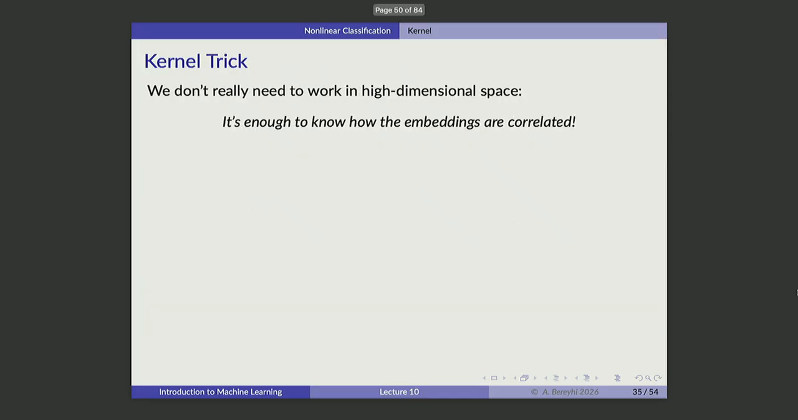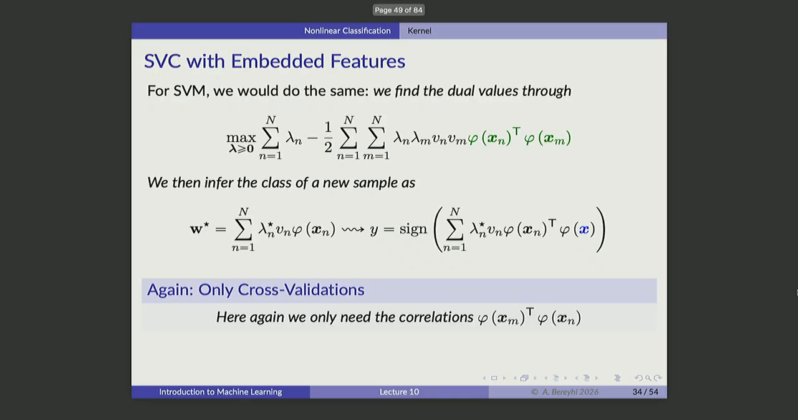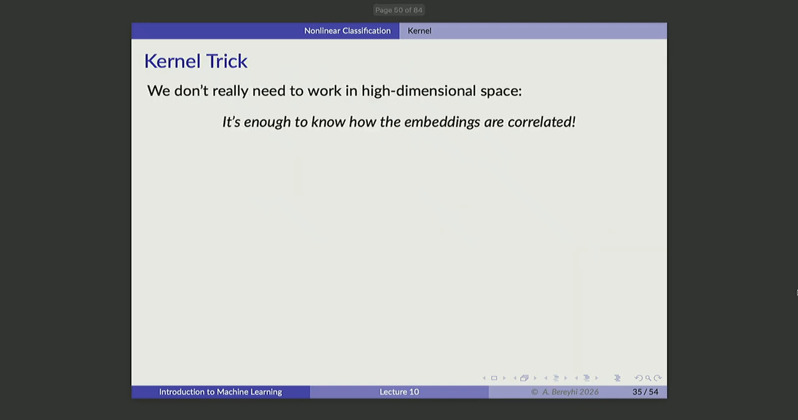Okay. So, the kernel trick, this is the idea that I mentioned here. You only need to know the kernel. And once you know the kernel, you can do both training and classification using this new SVC. So we don't really need to work with the high dimensional space directly. It's enough that we know the embeddings and how the embeddings are correlated. Basically, we just need to know the kernel function.